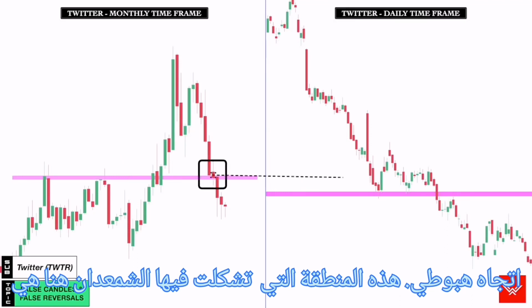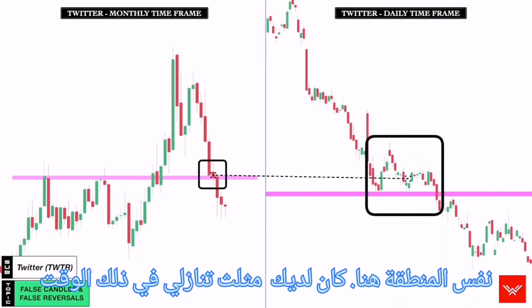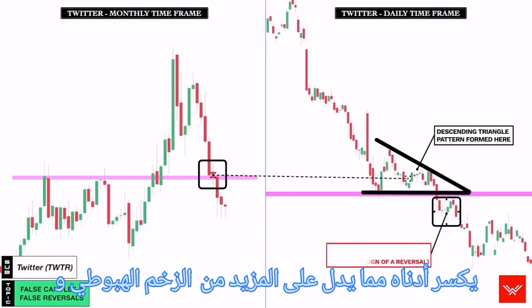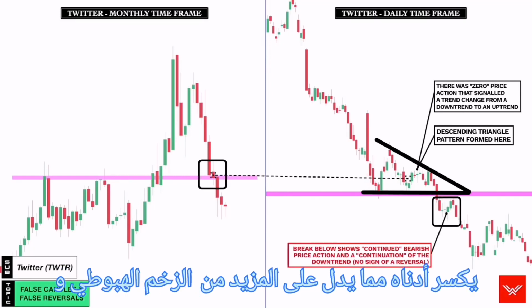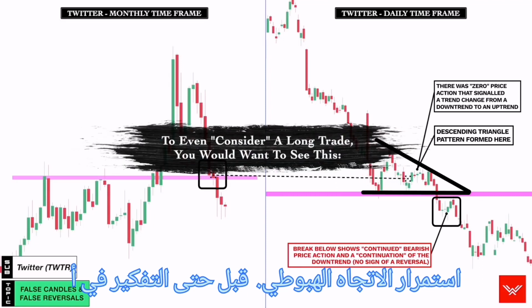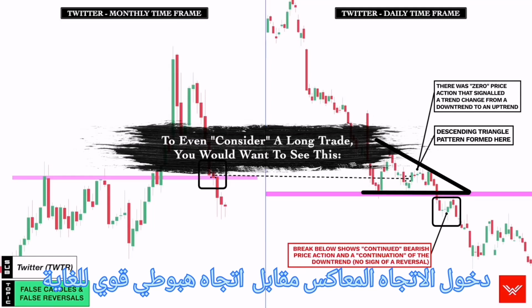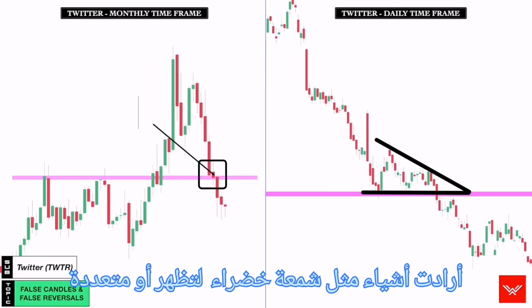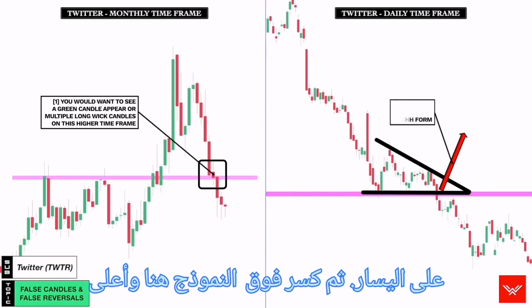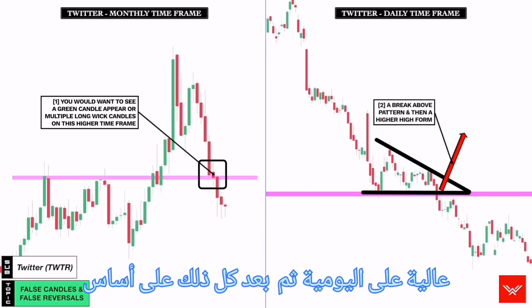This area here, where the candlestick formed, is this same area here. You had a descending triangle that then breaks below, which shows more bearish momentum and a continuation of the downtrend. Before even considering a counter trend entry against a very strong downtrend, you would have wanted things like a green candle to appear or multiple long wick candles to form on the higher monthly time frame on the left. Then a break above the pattern here and a higher high on the daily.